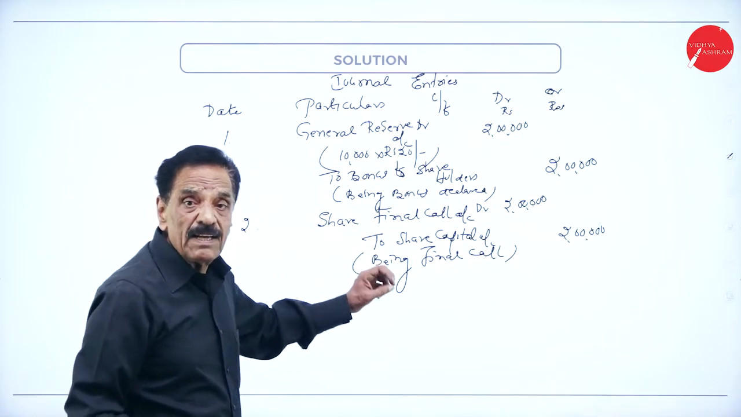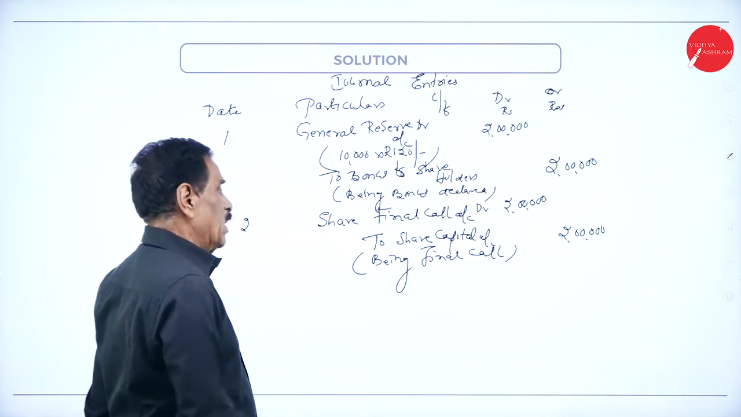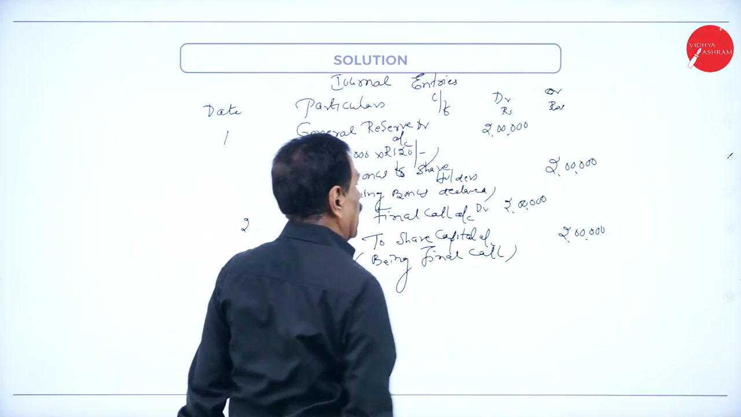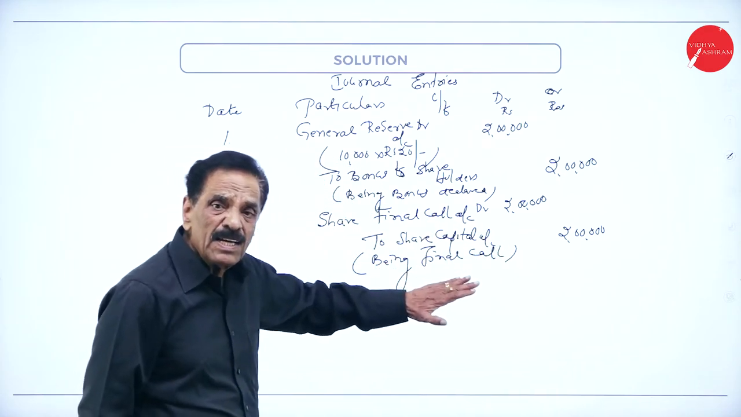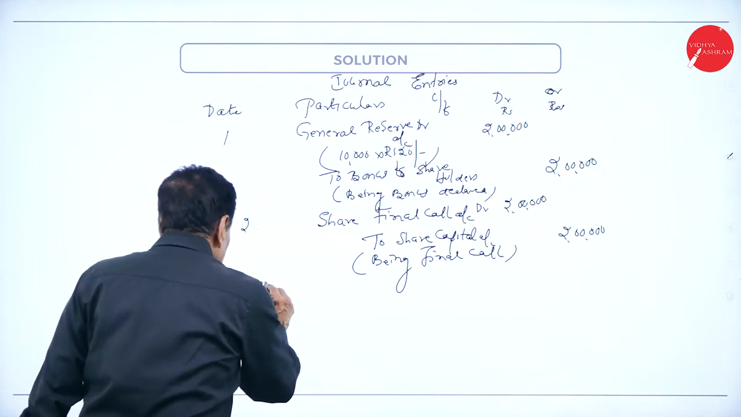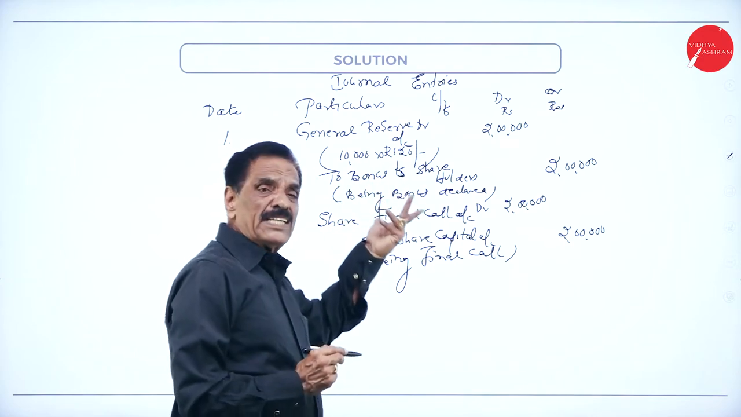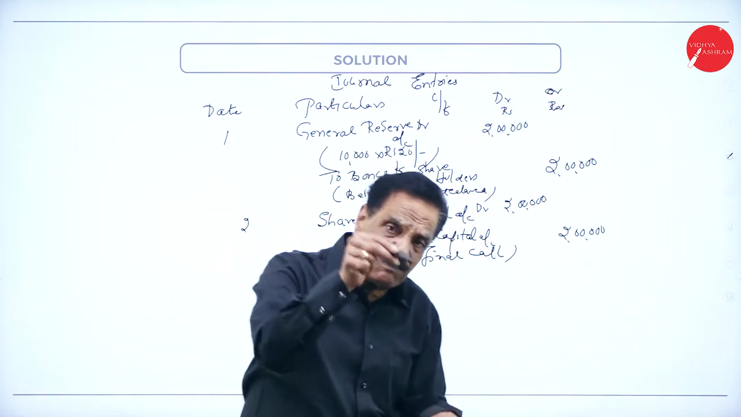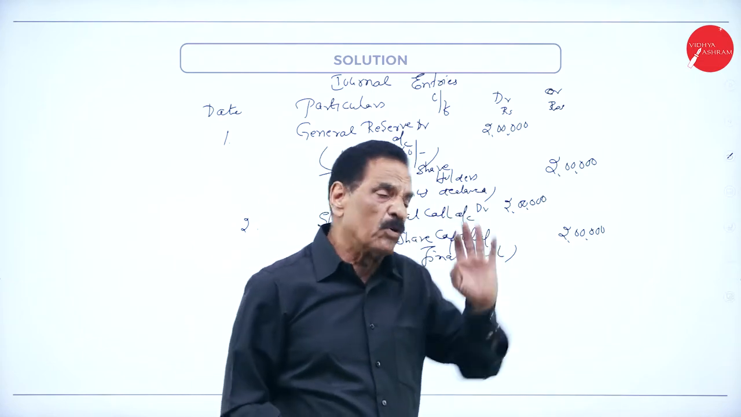What is the first entry? We utilize the general reserve. General reserve account debit to bonus to shareholder account. Next entry, share final call account debit to share capital account. Number 3, the common entry in issue of share: bank account debit to share final call. Instead of bank, we say bonus to shareholders. Instead of collecting, we give it as a bonus.